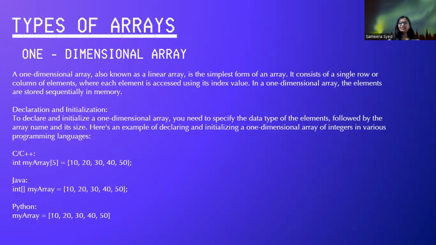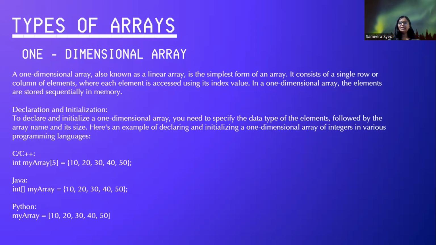Declaration and initialization. To declare and initialize a one-dimensional array, you need to specify the data type of the elements, followed by the array name and its size. Here's an example of declaring and initializing a one-dimensional array of integers in various programming languages. In C and C++, we're using the data type int, and then the array name, myArray, and then giving the array size as 5, and then we're giving the array elements within the curly brackets as 10, 20, 30, 40, and 50, and we're ending it with a semicolon.